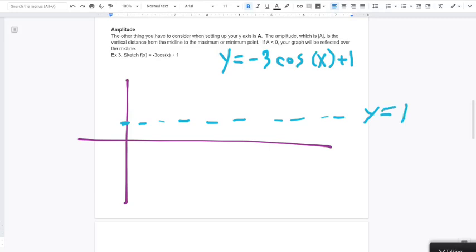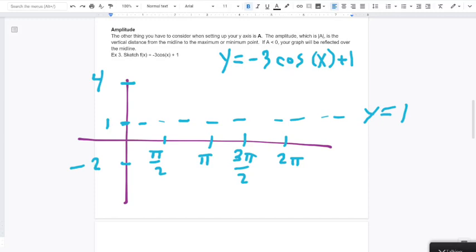Then you look at that 3 in front of the cosine, and that's going to tell you that your maximum is at 4, because that is 3 units above 1. And if you go 3 units below 1, we're at negative 2. And now our y-axis is set up. Our x-axis is going to be set up the same way, because our period is still 2 pi. Now everything is set for us to graph.